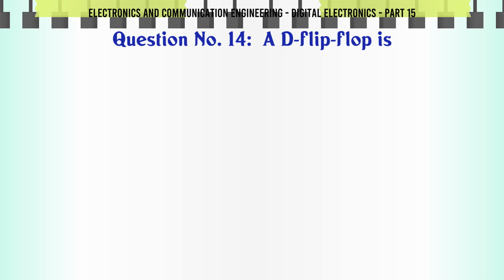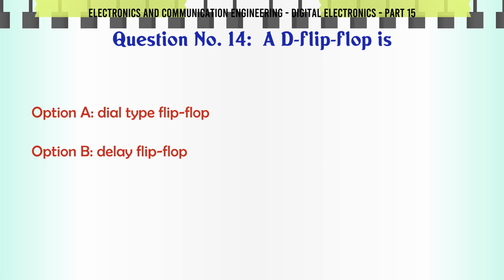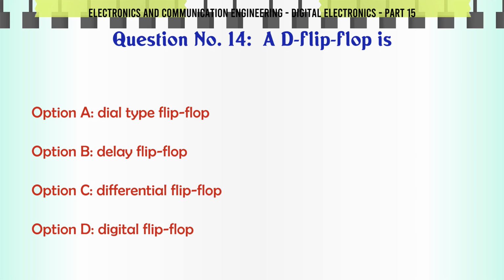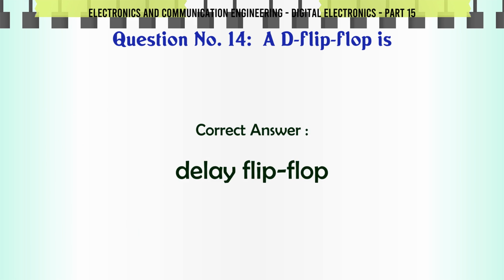D flip-flop is: A. Dial type flip-flop. B. Delay flip-flop. C. Differential flip-flop. D. Digital flip-flop. The correct answer is delay flip-flop.